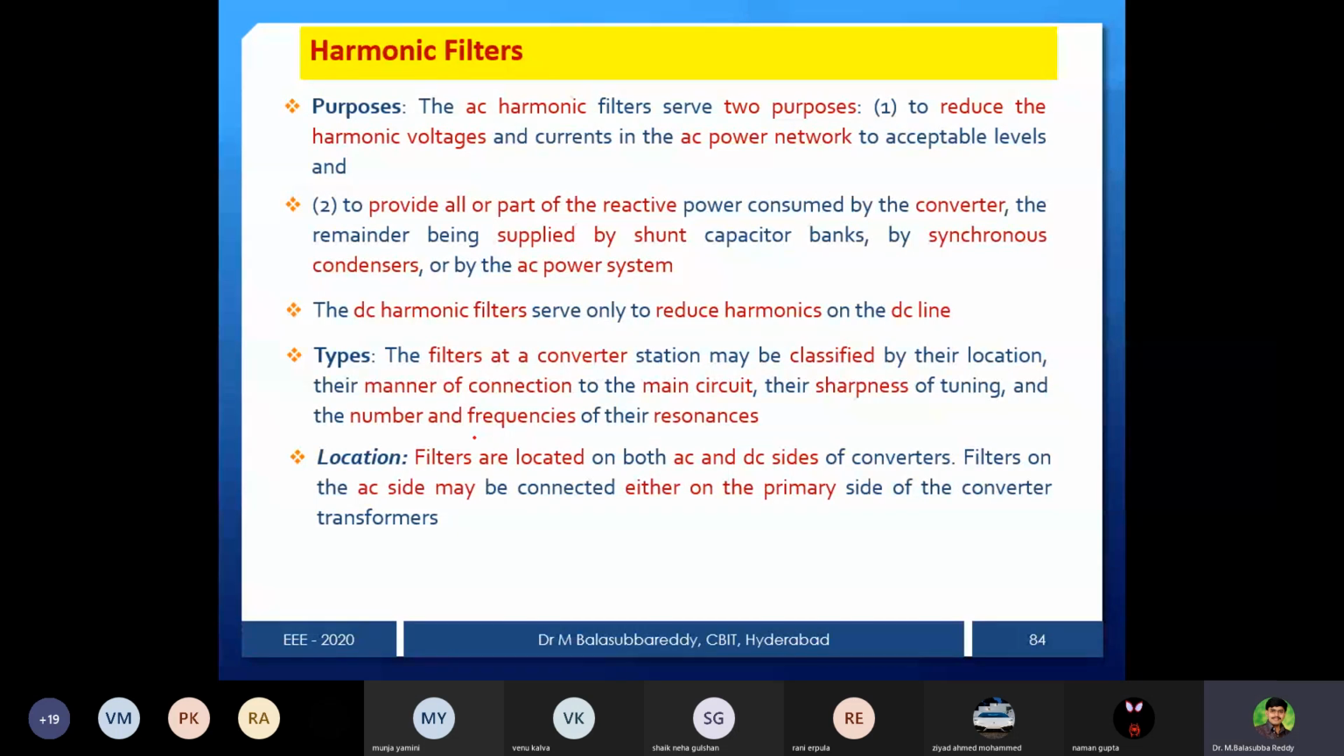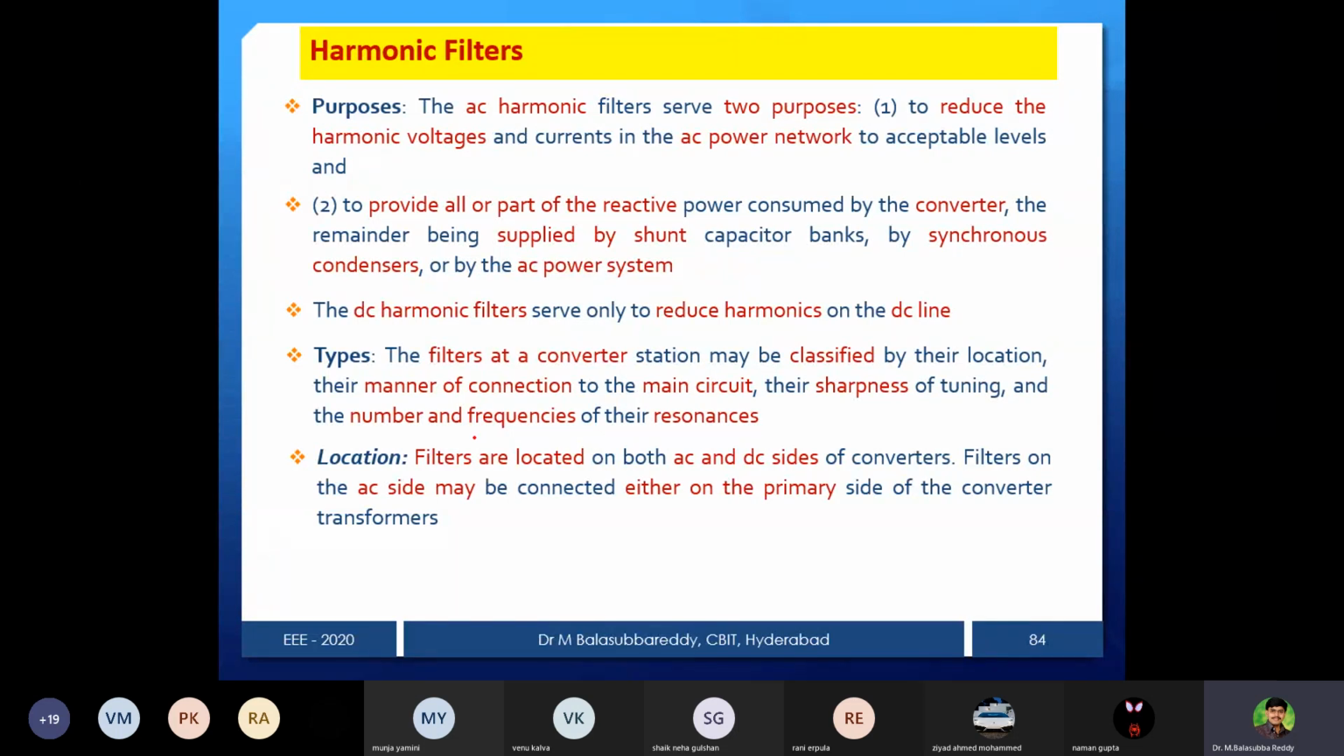One more point is that on the DC filter side, I can use a reactor also. That is also a form of filter only. Whatever the functions of the smoothing reactor, that is replicated in the filter. And on the AC side we have other types of filters, single tuned, double tuned, and so on. Filters on the AC side may be connected either on the primary side of the converter transformer.